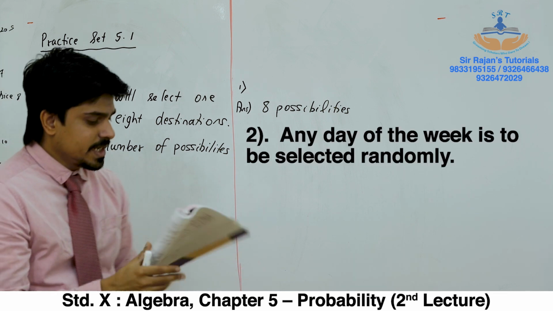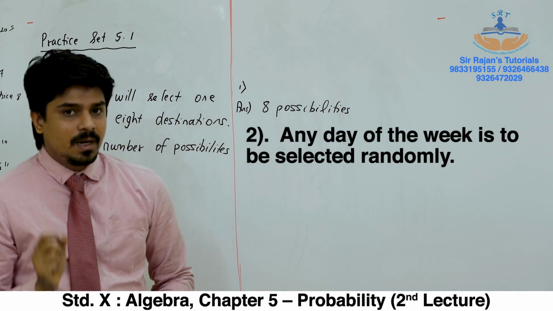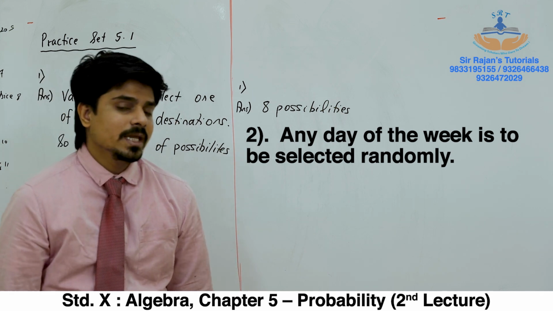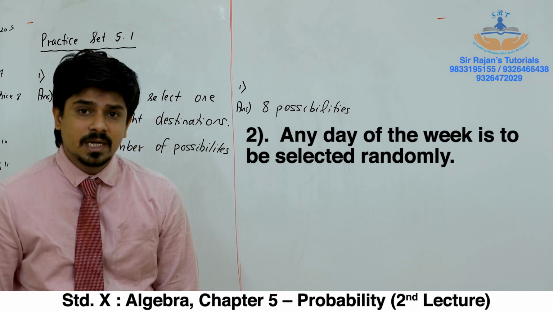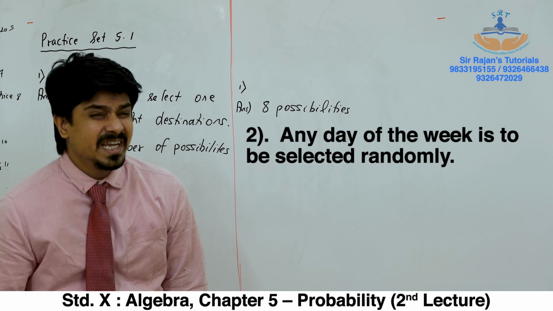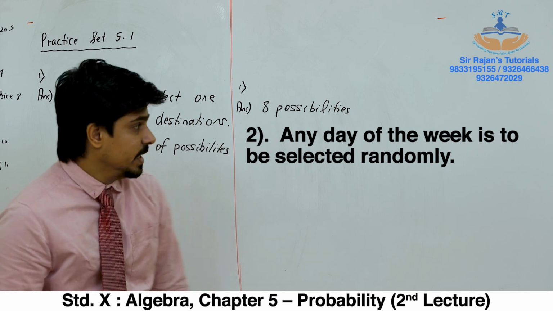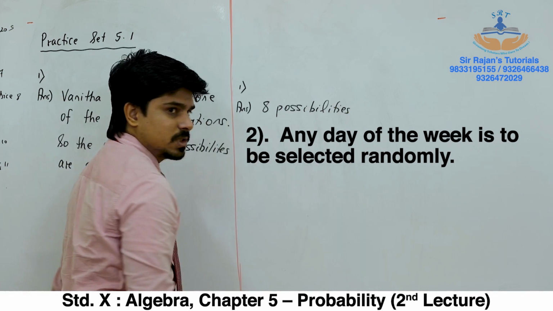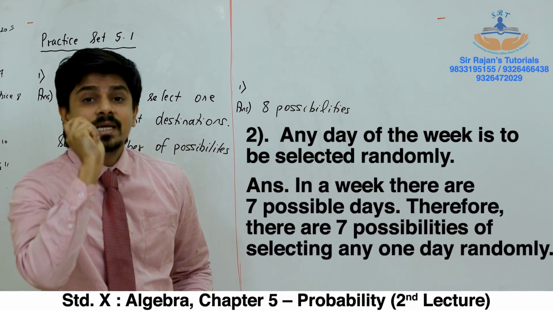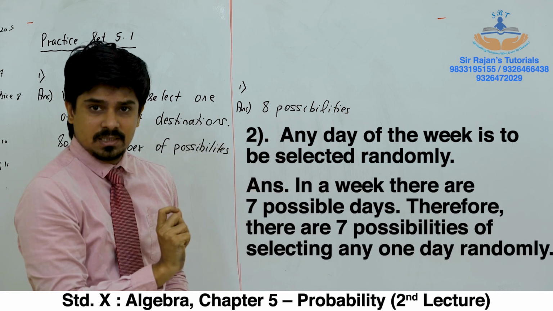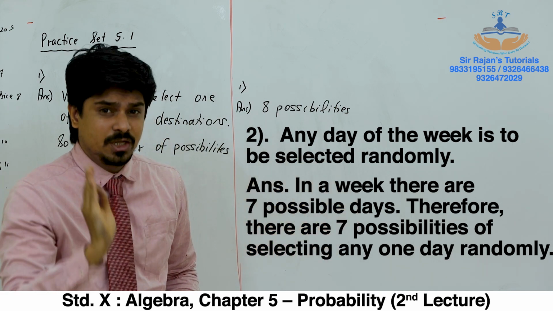Okay, second one, any day of a week is to be selected randomly. Now what are the possibilities in any day of a week? Monday, Tuesday, Wednesday, like that up till Sunday. You can select any day from Monday to Sunday. So how many possibilities are there? 7 possibilities. Will you just write the answer 7 possibilities? No. What will you write? That in a week there are 7 possible days. Therefore, there are 7 possibilities. This is the way to write your answer.